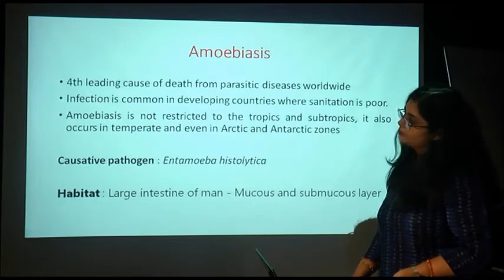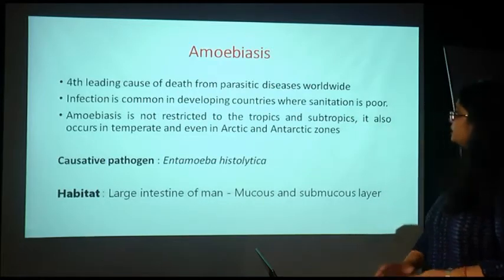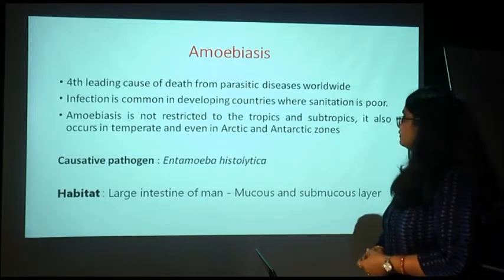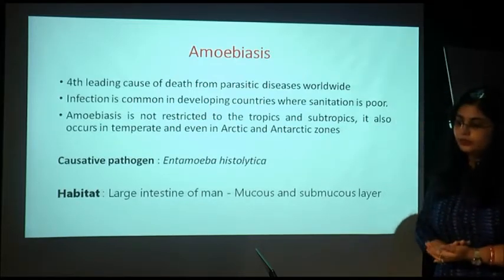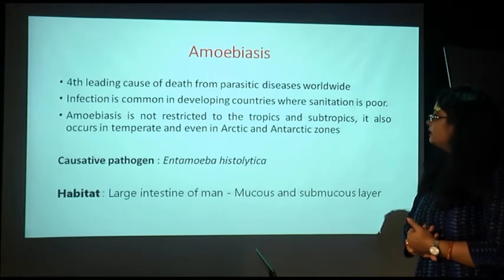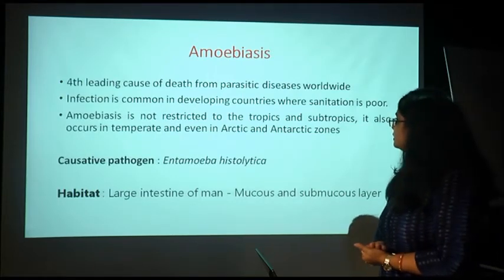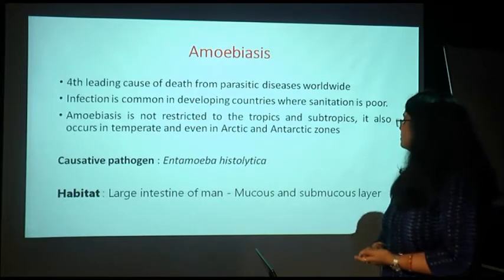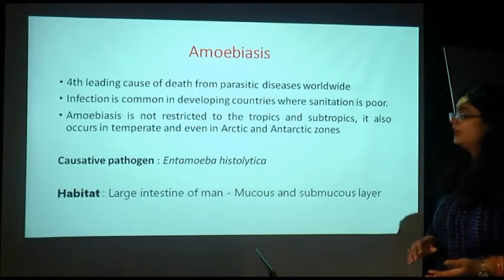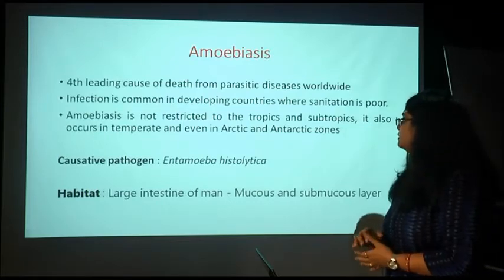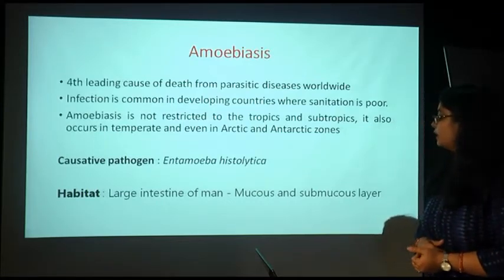The next communicable disease is amoebiasis. This is the 4th leading cause of death from parasitic diseases worldwide. It is mostly prevalent in developing countries where sanitation is poor. It is not restricted to the tropics and subtropics, but occurs in temperate and even the Arctic and Antarctic zones. The causative pathogen is Entamoeba histolytica.